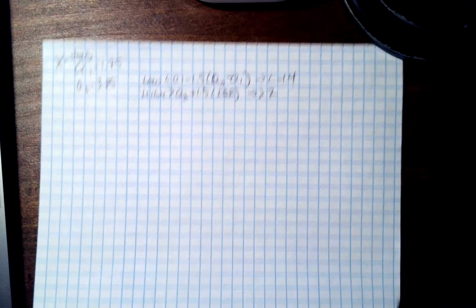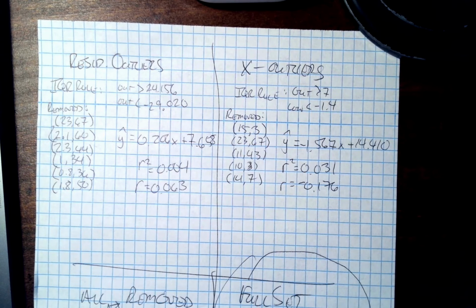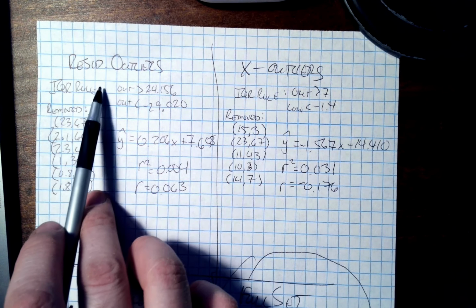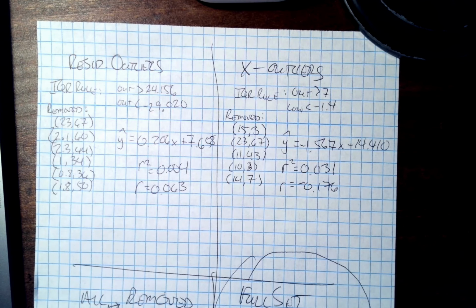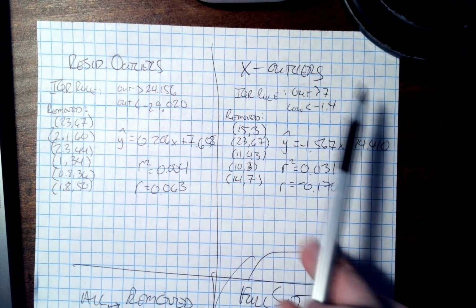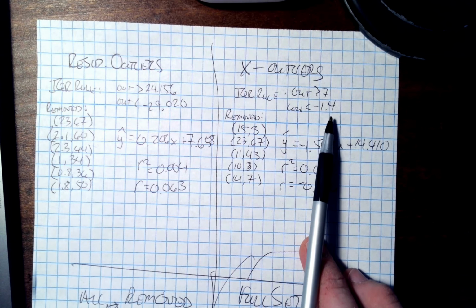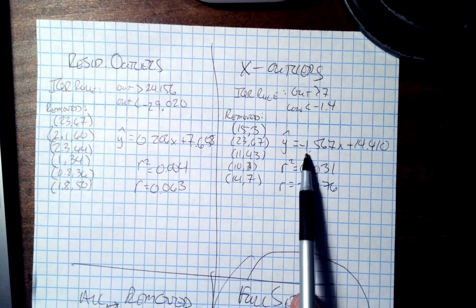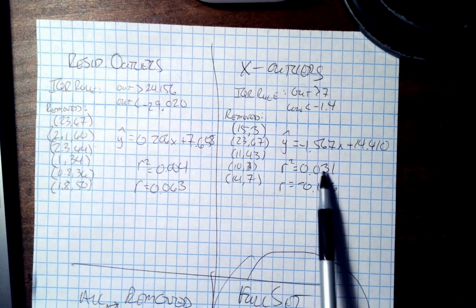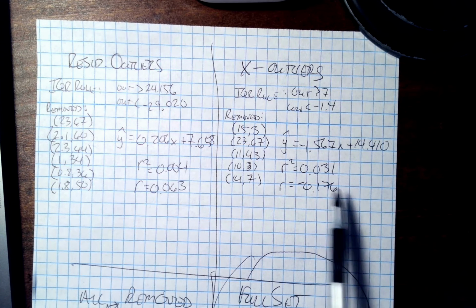Now, again, in order to speed this up, I've already done a lot of this. By my IQR rule, we need to look at residual outliers. So we need to find the residual list. Again, I'll show you how to do that in a moment. But my X outliers, my high cutoff number was 7, my low was negative 1.4. I removed these 5 points from my data set and got a new equation with a new R squared value and a new R value.